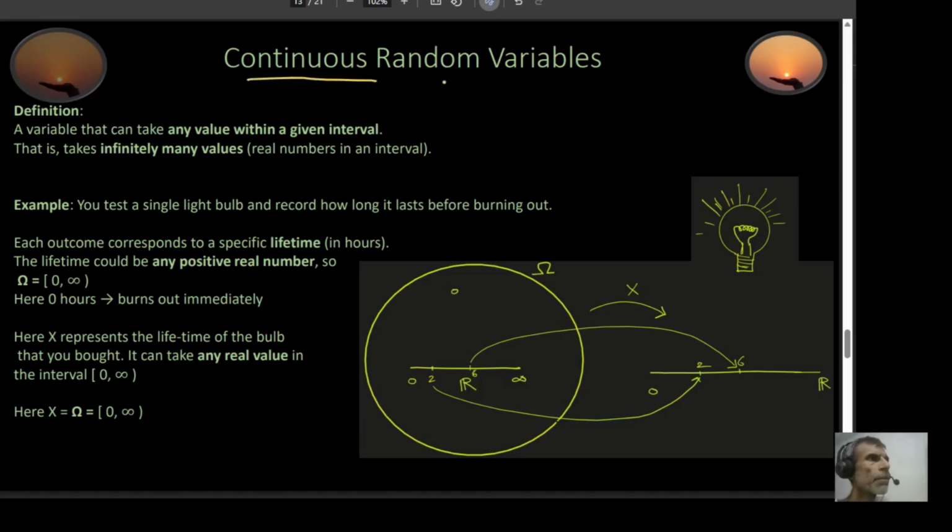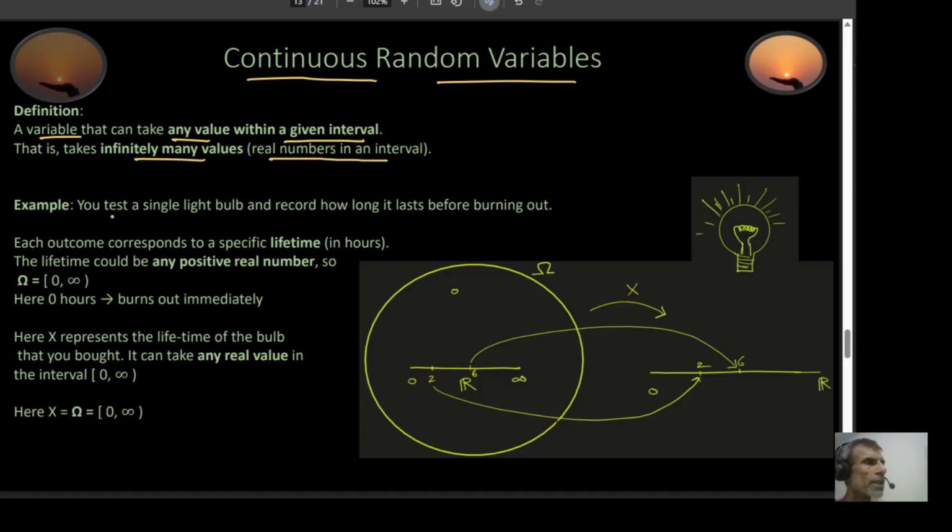Continuous random variables. These are the variables that can take any value within a given interval. In other words, they can take infinitely many values. Basically they are real numbers in an interval. So let's take a look at an example to understand what it means.